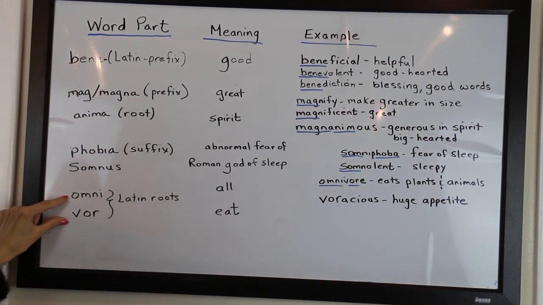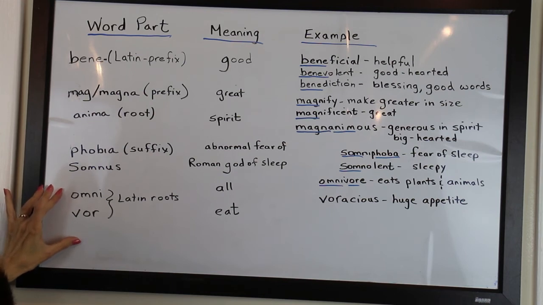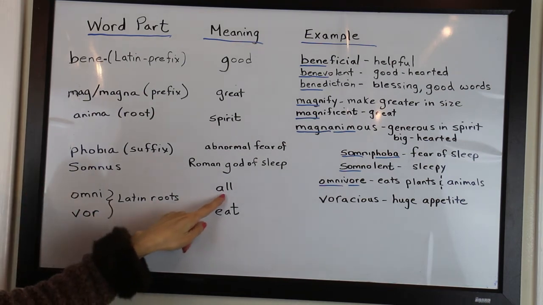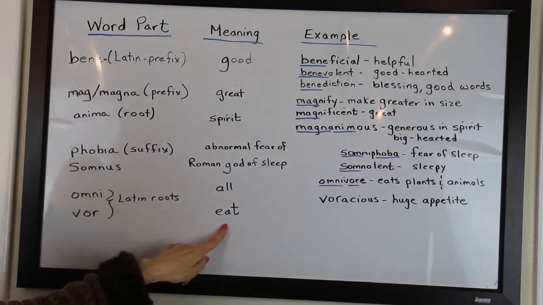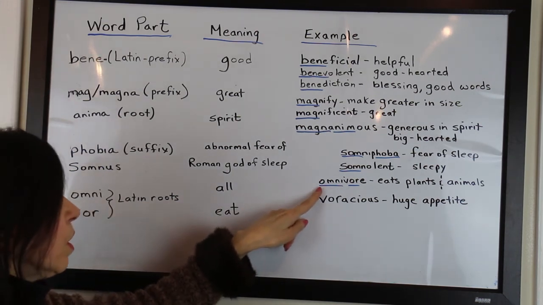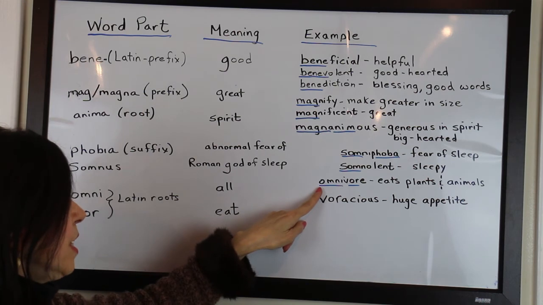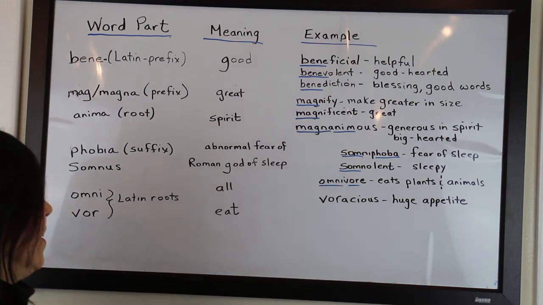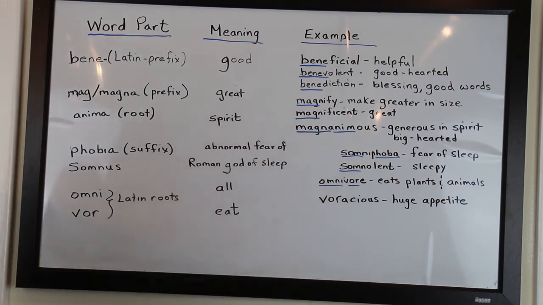Here's two more that work together, omni and vor. You probably know where this is going. You might know this word. These are Latin roots. Omni means all. Vor means eat. So omnivore is a creature that eats plants and animals, eats all. And voracious is a huge appetite. Eat. This is how word parts can help you.